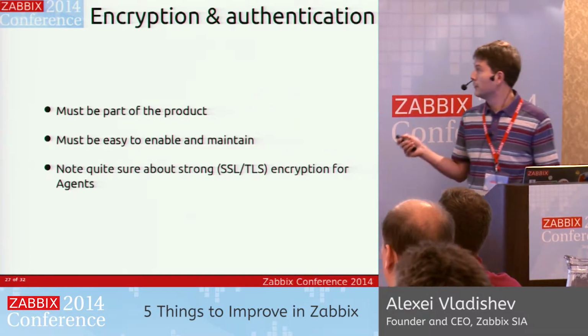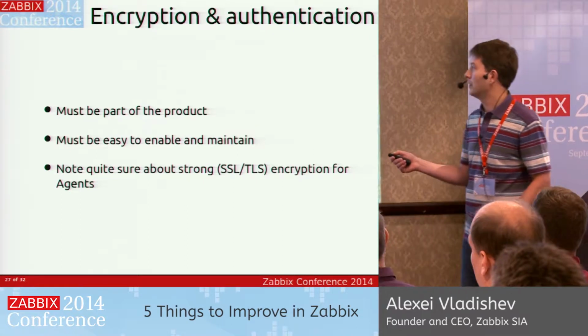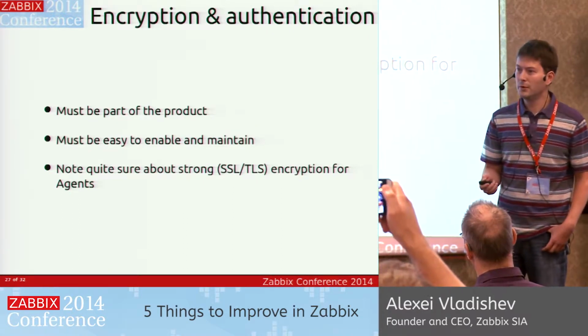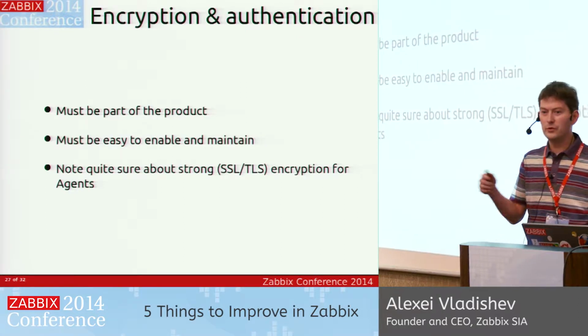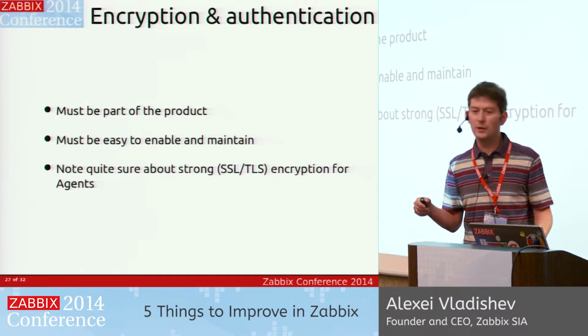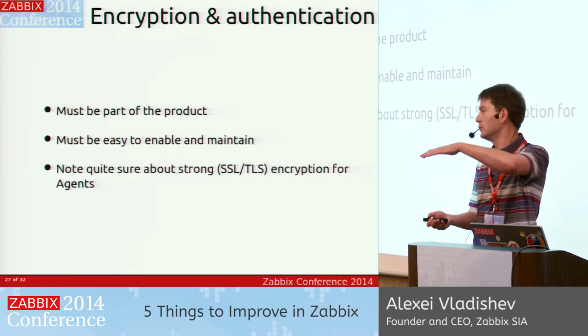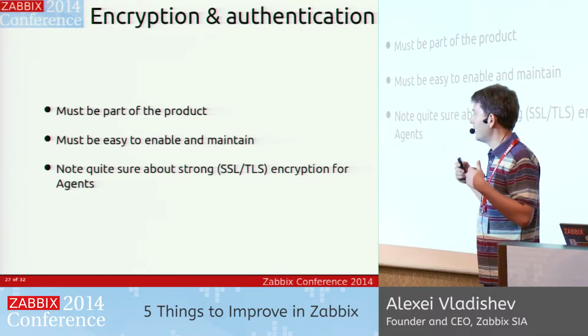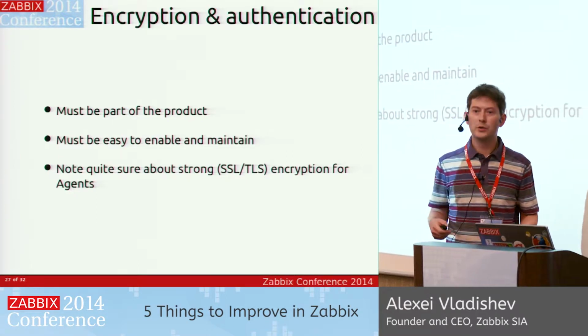So encryption and authentication must be part of the product, and it also must be easy to enable and maintain. Because sometimes encryption is a challenge. You need to generate some certificates, some keys, and there are long procedures for how to do it. It needs to be done so that you install Zabbix and it comes with secure communication out of the box.